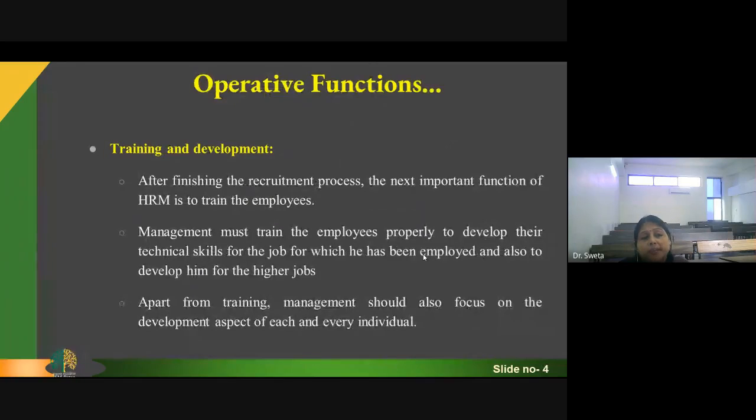The next function is training and development. Once we have finished the process of recruitment and selection, our next function of HRM starts, that is training the employees. Once we have recruited the employees, we will be training them so that they can give their best to that particular job. So training will be just to enhance the specific skills regarding the job for the employees. And if we talk about development, basically it will be regarding the overall development of the employee in the organization. So this is also an important function of HRM.